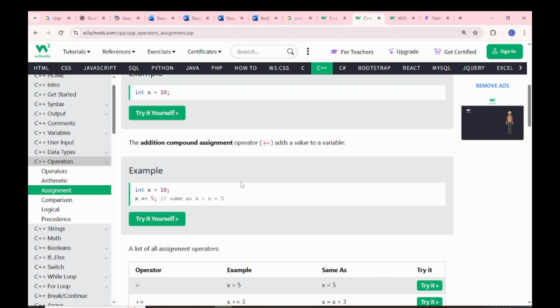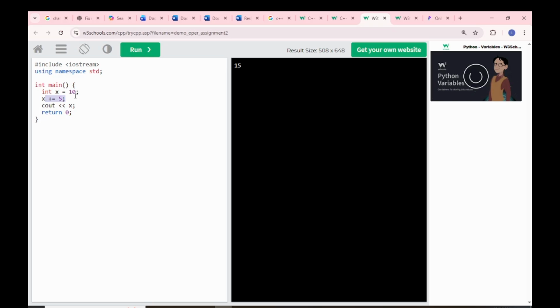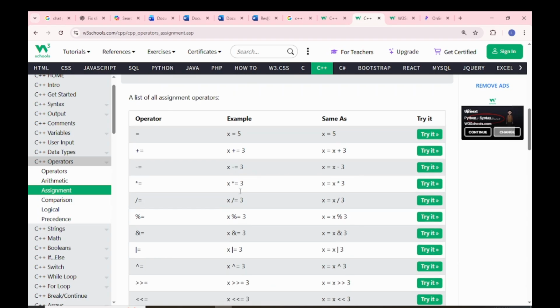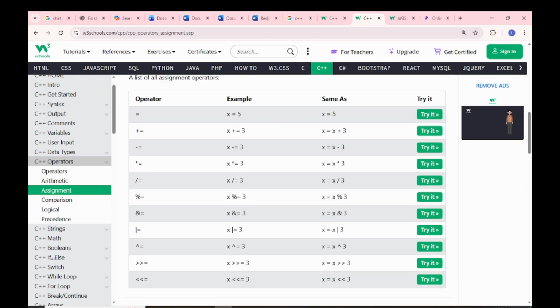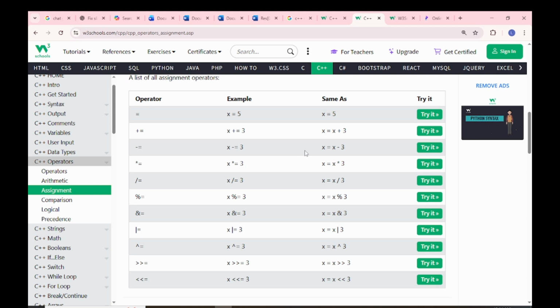The addition compound assignment operator adds a value to a variable. So like this one, x equals 10, and here 5 is being added to x, right? So it is expressed like plus equal to, right? I hope you understood these two, guys. And if you want, you can try them too. x equals 5. These are things you can try, right?